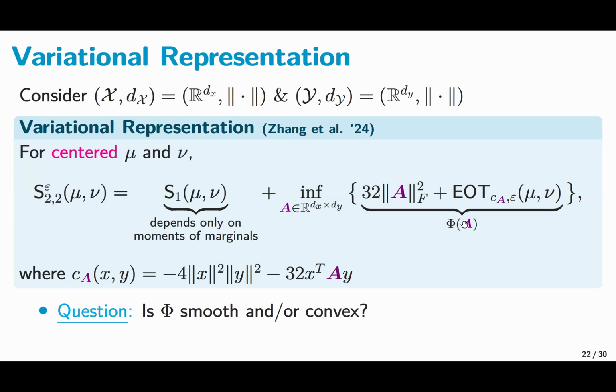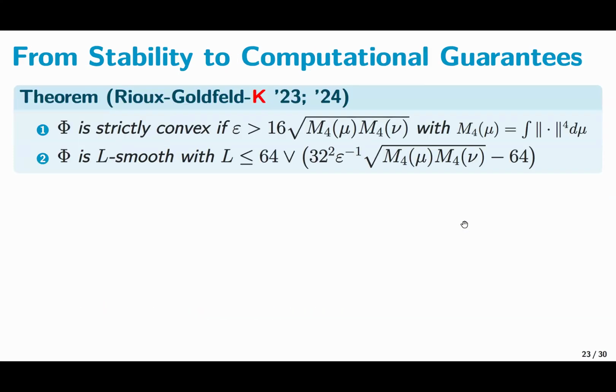So let me show the results. The phi function is convex if epsilon is larger than 16 times the square root of the product of fourth moments, and the phi function is L-smooth with L at most this number. By L-smooth, I mean that the gradient of phi is L-Lipschitz. This information is needed when you design an optimization algorithm to minimize the phi function.